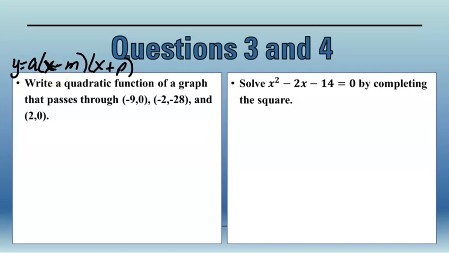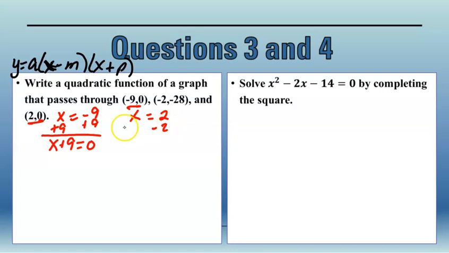So the first thing I'm going to do is start with my zeros, which I have here and here. So I'm going to have x equals a negative 9. To make a binomial, I have to make that equal to 0. So I'm going to add 9 to both sides. So then I can find my binomial, which would be x plus 9 equals 0. So that would be one of my binomials that I'll use in my equation. The next one, I have x equaling a positive 2. To make that equal to 0, I'm going to subtract 2 on both sides. And I have x minus 2 equals 0. So I have two-thirds of my equation.